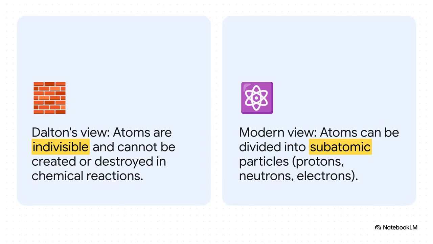Now, was Dalton's theory perfect? No, of course not, but it was a revolutionary start. For instance, he took the ancient Greek idea of uncuttable literally. He thought atoms were the absolute smallest thing. We now know that's not true. We've discovered that atoms themselves are made of even tinier particles. You know them: protons, neutrons, and electrons.